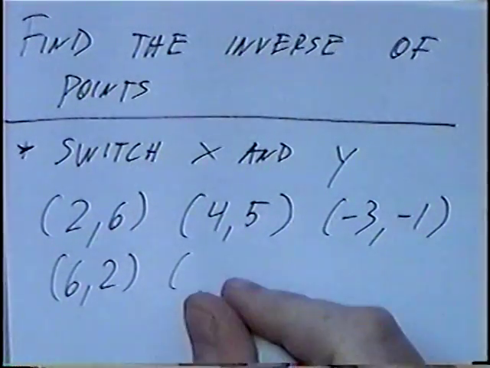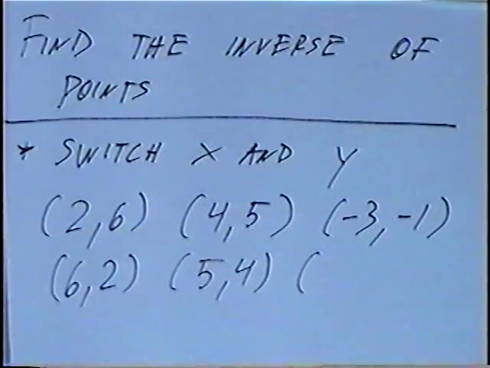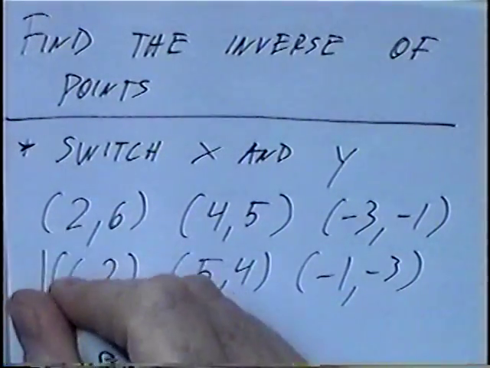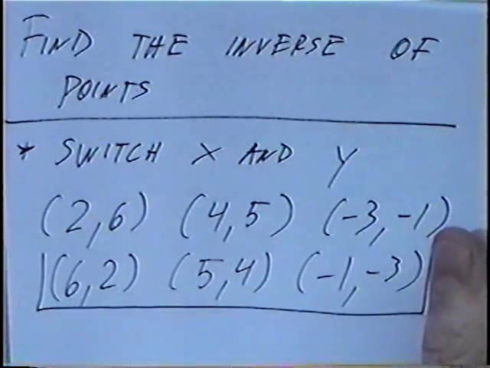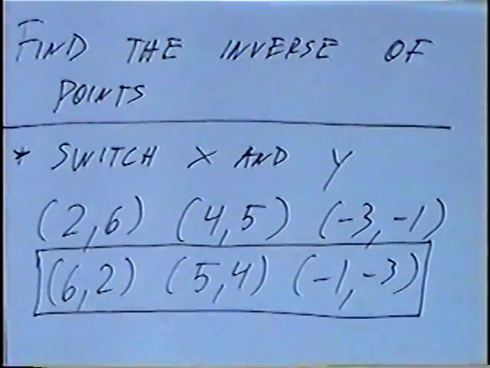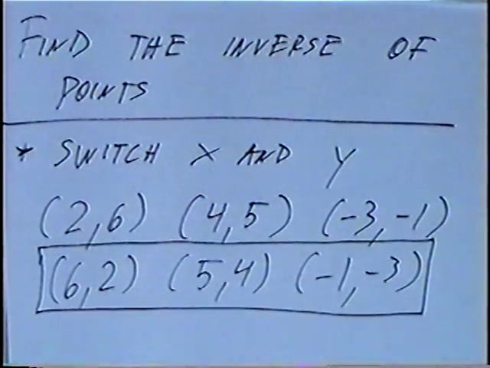The second point, (5, 4). And the last point, (-1, -3). So to find the inverse, the x and the y will switch, and the 3 points for the inverse are (6, 2), (5, 4), and (-1, -3).